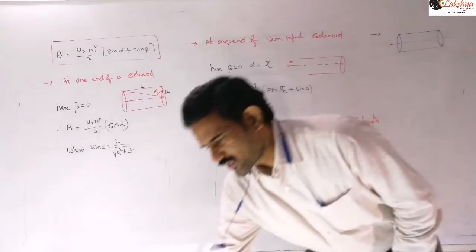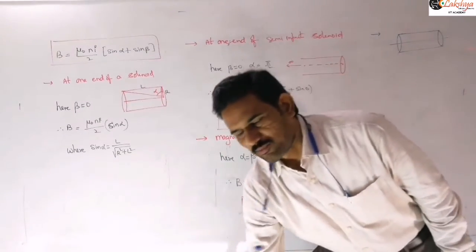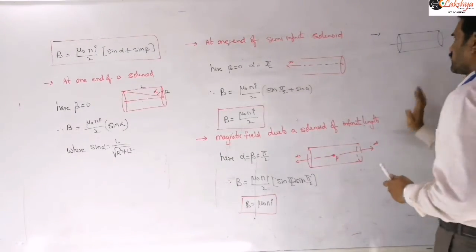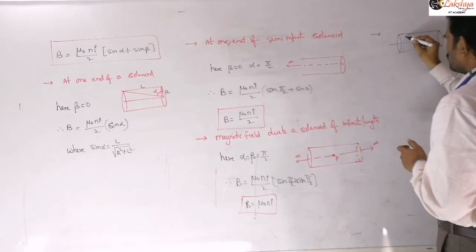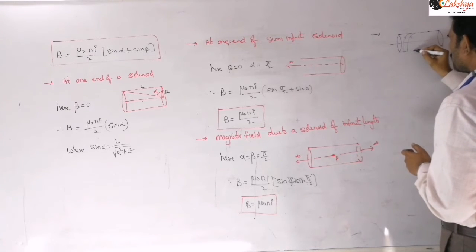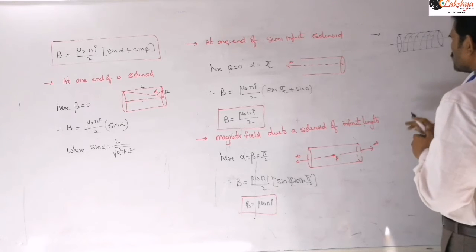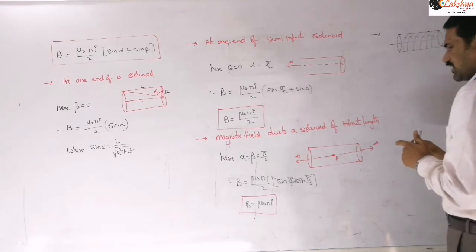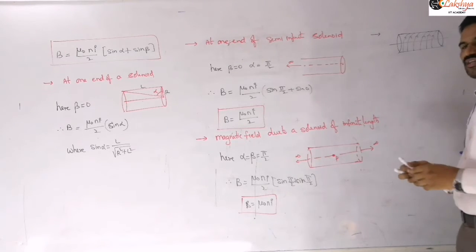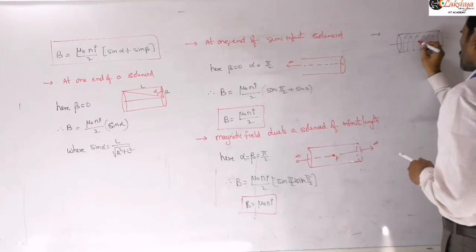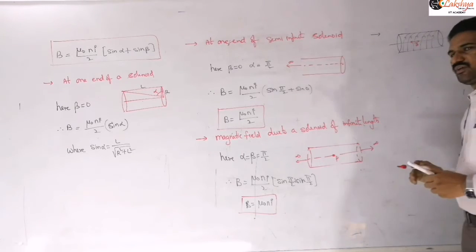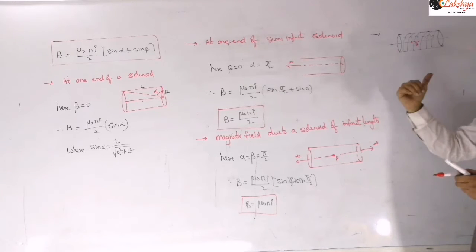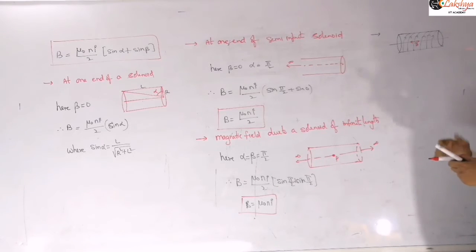Whether it is towards right or towards left, as I said, depends on the direction of flow of current. For example, if current is flowing like this in this solenoid, then the magnetic field direction will be along this direction, towards left. If you take a point here, the magnetic field direction will be towards left. If current is flowing in the opposite direction, then you will get it in the opposite direction.